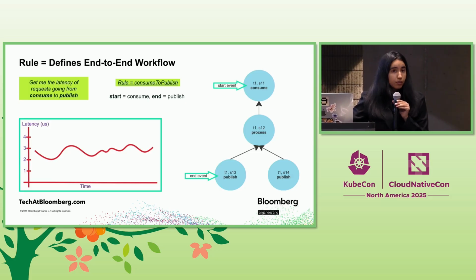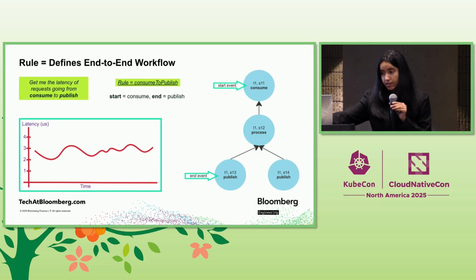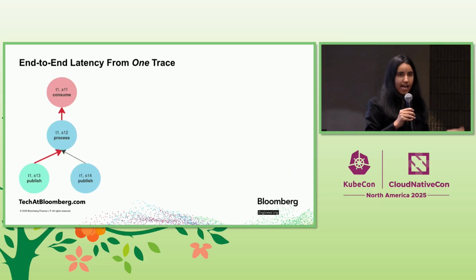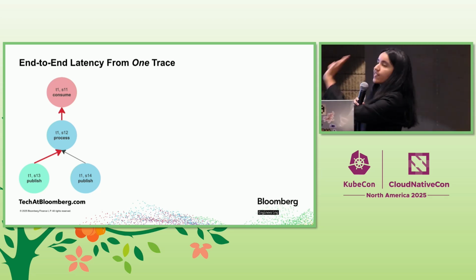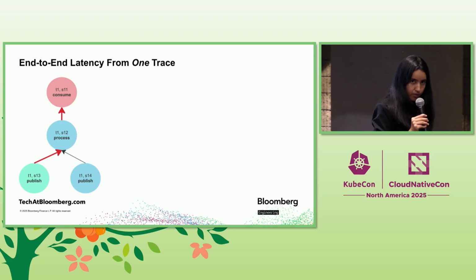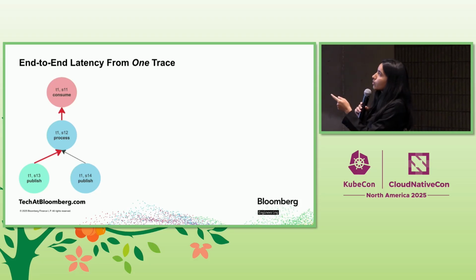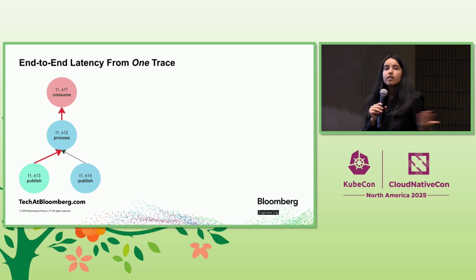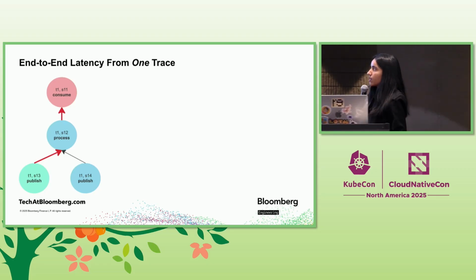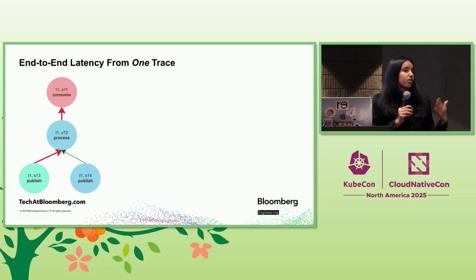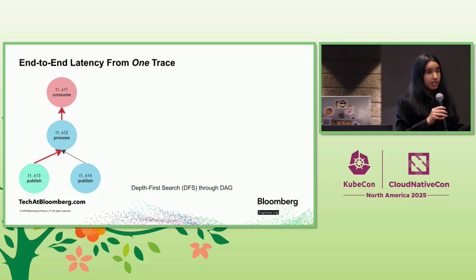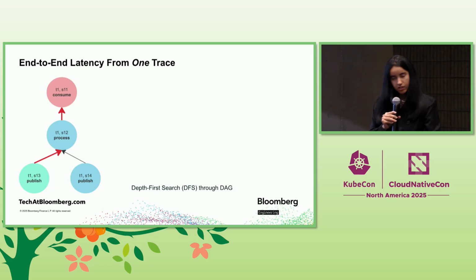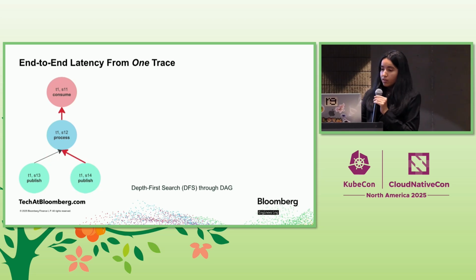Okay, so now that we know how a user can talk to us and what a rule is, let's see what it would take to actually get the end-to-end latency from just one trace. So we have our trace T1, the example we've been working with so far. In red, you will see the start event, and in green, the end event, consume and publish. The red path that I've highlighted here represents the path across which we need our latency. So how can I get that? Simply by running a depth-first search through this directed acyclic graph, which would then also include this other path.